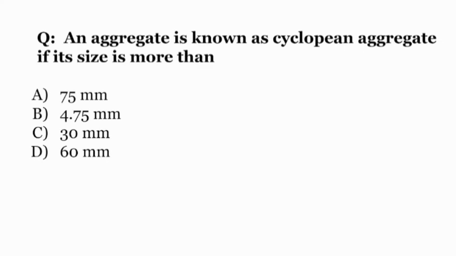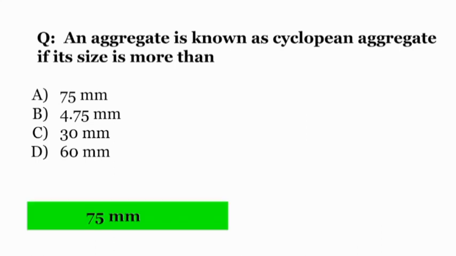An aggregate is known as cyclopean aggregate if its size is more than option A 75 mm, option B 4.75 mm, option C 30 mm or option D 60 mm. The correct answer is option A, 75 mm.